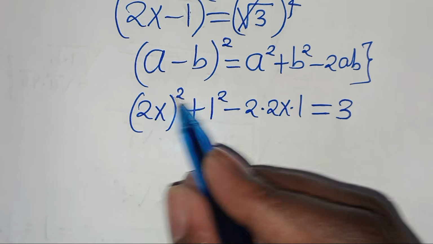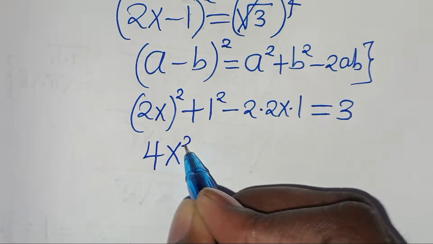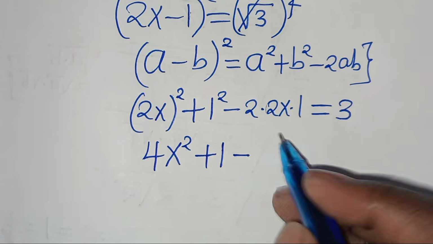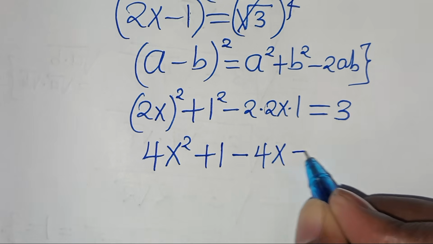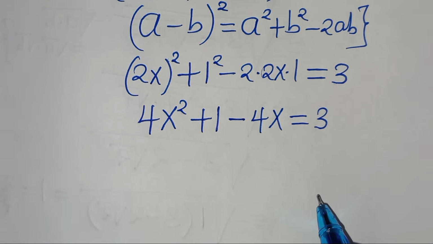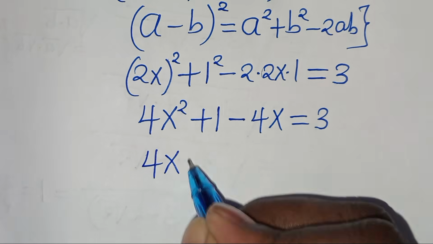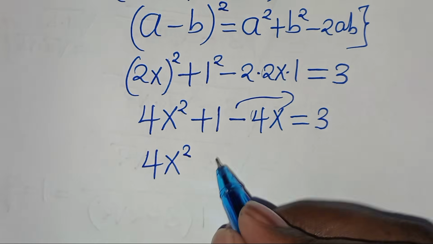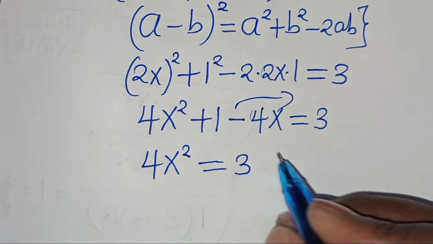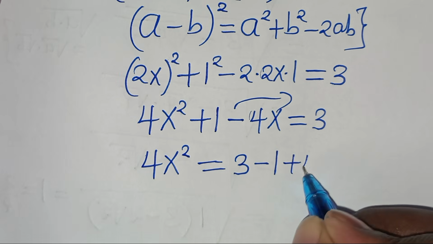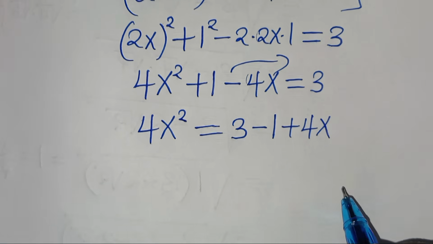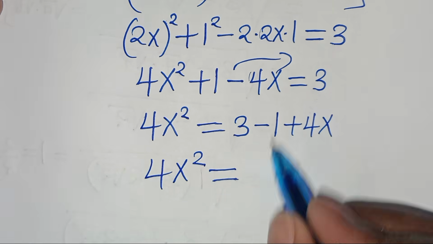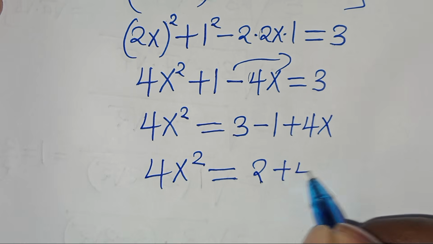So we have 2x to the power of 2. This is 4x squared. Then plus 1 squared, this is 1. Then minus 2 times 2x times 1, this is 4x. And this is equal to 3. So this means we have 4x to the power of 2. Let's take plus 1 minus 4x on the right hand side. So this is equal to 3 minus 1, then plus 4x. So that we have 4x to the power of 2 equal to 3 minus 1, this is 2 plus 4x.